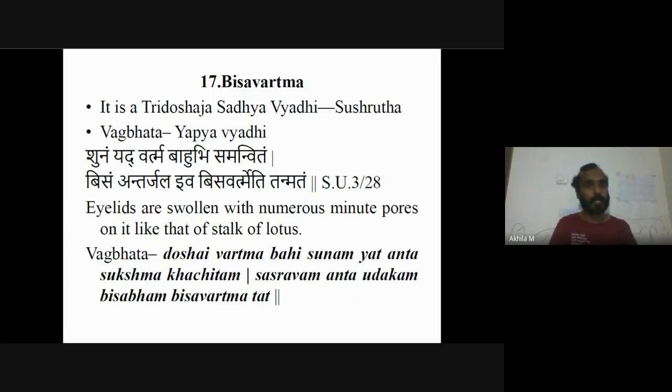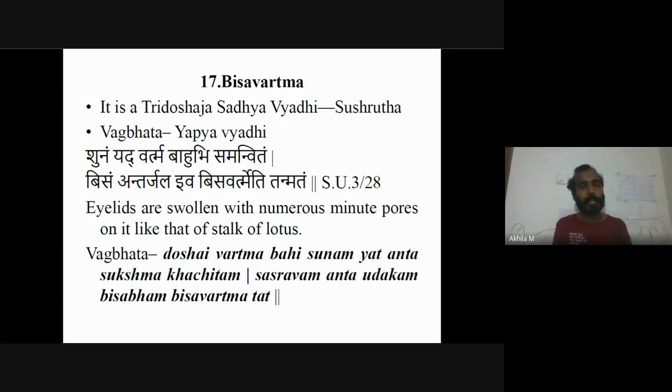Okay, so the next one is Visavartma. Sushruta and Vagbhata also described Visavartma, which is a Tridoshaja, Asadhya Vyadhi. So Vagbhata described it as: Yapya Vyadhi, Visavartma, Doshe Vartma, Bahi Shunam, Yat Antah Sushira Kajitam. So from the name itself, you will get an idea. Visa type, that means externally there will be swelling, internally there will be minute openings, minor pores will be there, like that of a visa.